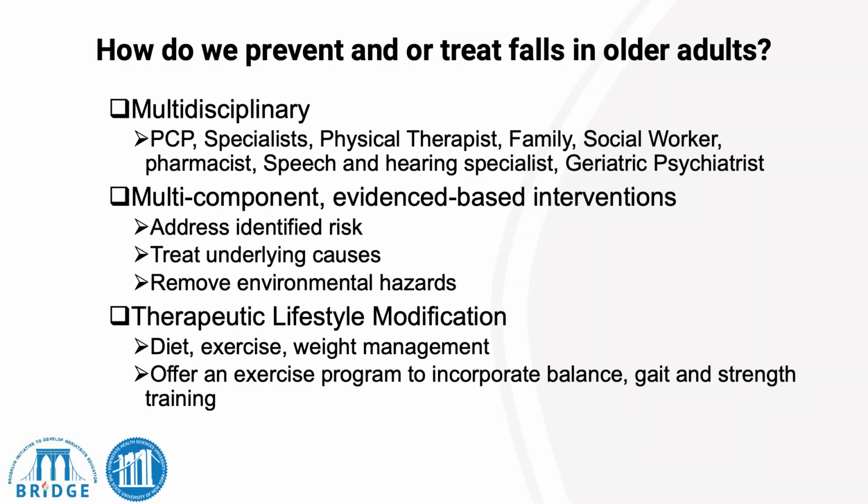How do we prevent and how do we treat falls in older adults? A multidisciplinary team-based approach is recommended. A team-based approach that incorporates not only the PCP, the primary care physician, but also other specialists, including the physical therapist, the social worker, the family, the psychiatrist, the ophthalmologist, and the pharmacist. It is also recommended to use a multi-component evidence-based approach that takes into account addressing identified risk, eliminating identified hazards, treating underlying medical problems, and removing environmental hazards.